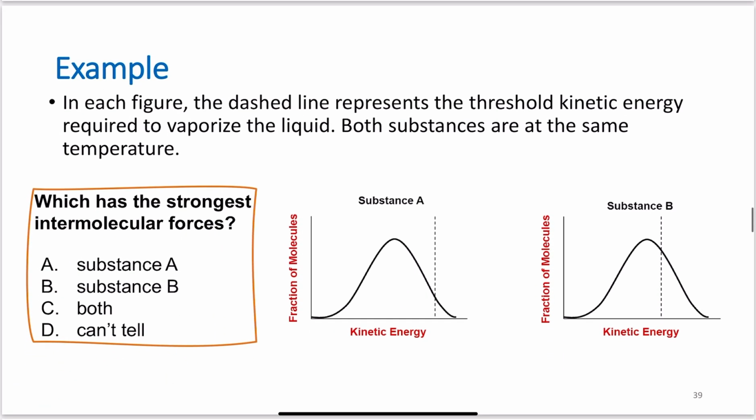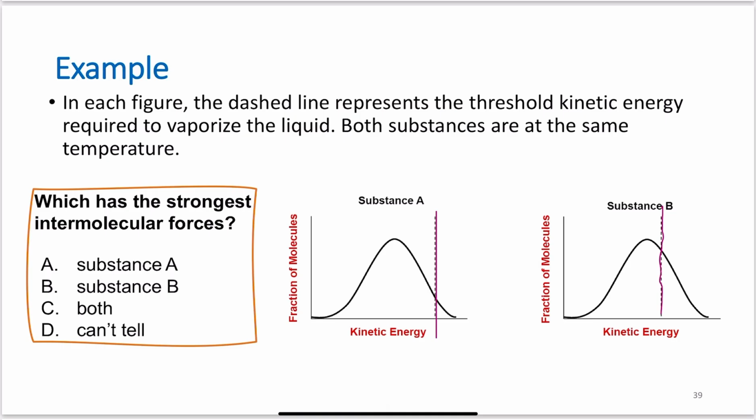How can we apply this? Well, let's look at this example here. In each figure, the dashed line represents the threshold kinetic energy required to vaporize the liquid. Both substances are at the same temperature. Which substance has the strongest IMFs? So this is the line required for vaporization.